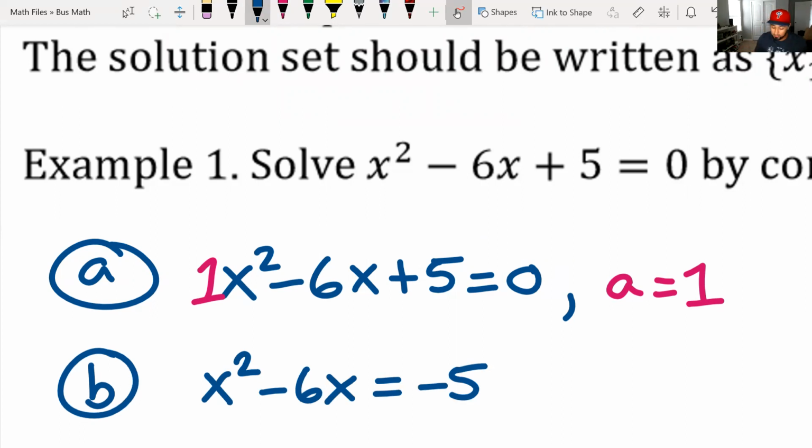Okay, we now have the perfect setup. This looks like x squared plus bx equal to c. We now have the perfect form, which means the next step is we can start the completing the square process.